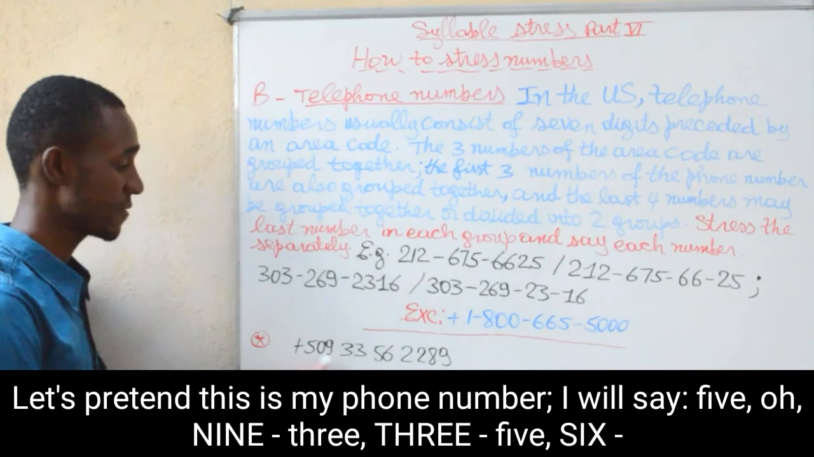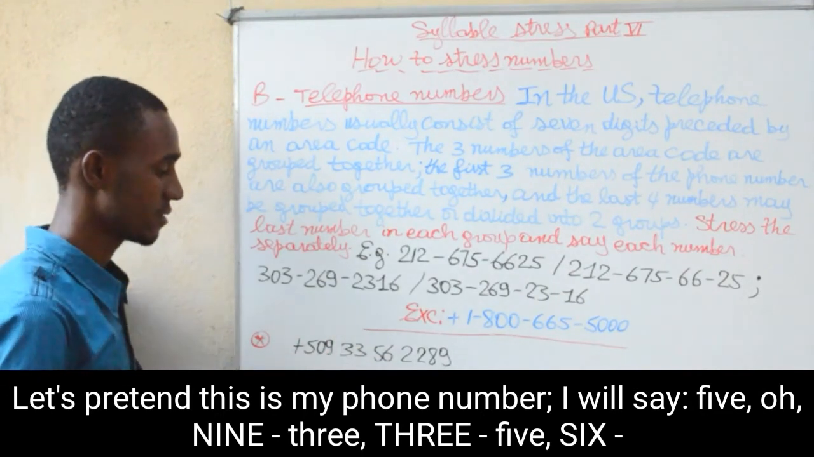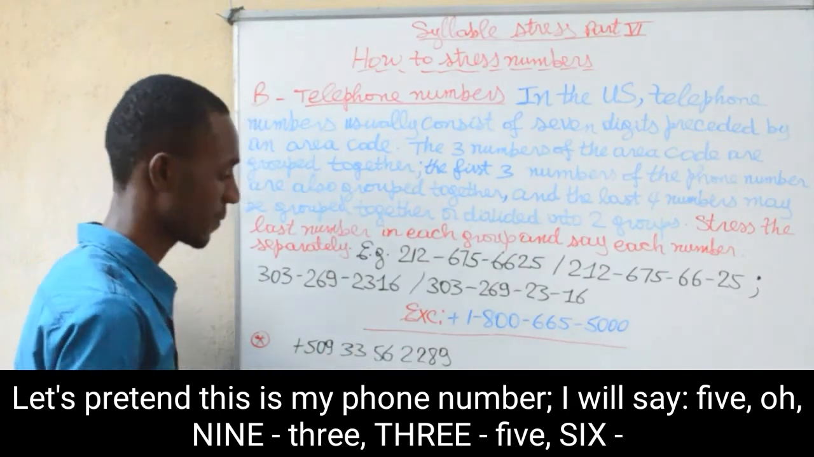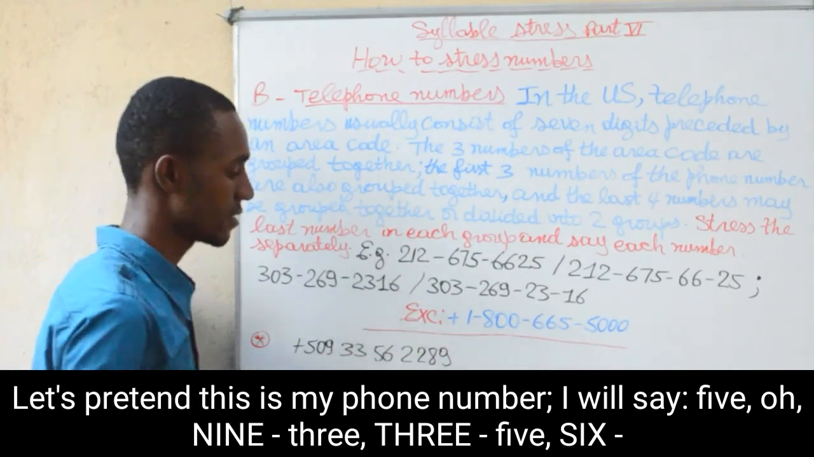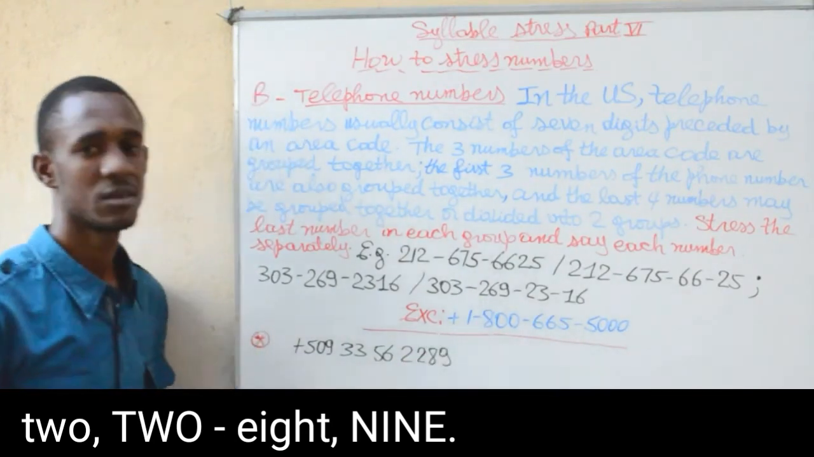Let's pretend this is my phone number. I will say 509 33 56 22 89. So that's it.